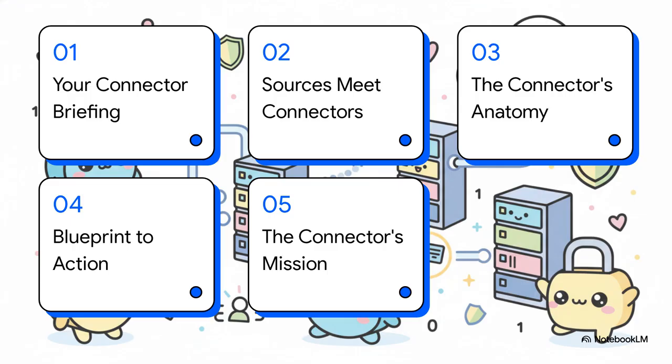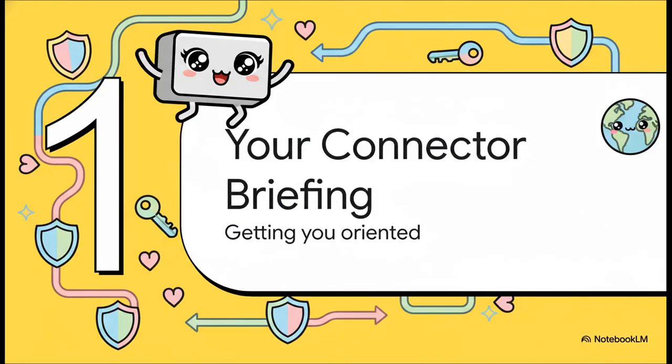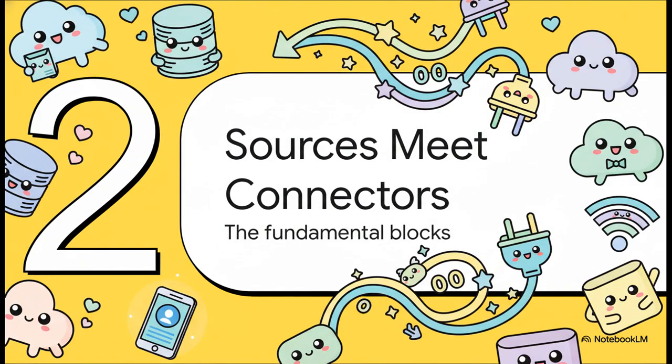So here's our game plan. We'll start with a quick orientation, then look at how sources and connectors work together. After that, we'll dissect the connector itself, see how a static plan turns into real action, and wrap up with the connector's main job. Okay, first up, let's get you briefed. The whole point here is just to get you oriented and feeling comfortable with the core pieces you'll see in this environment. Pretty simple. Now moving on.